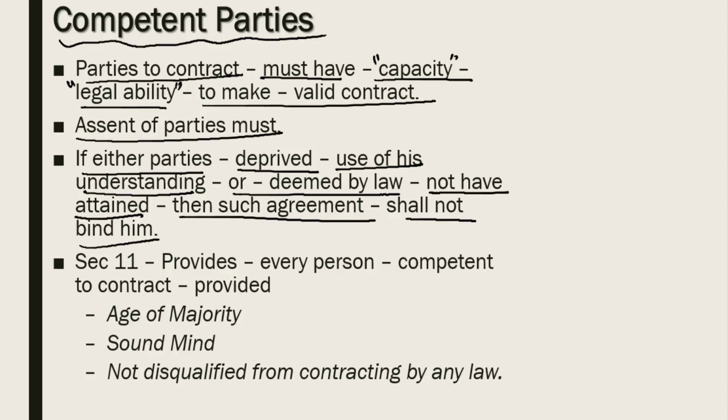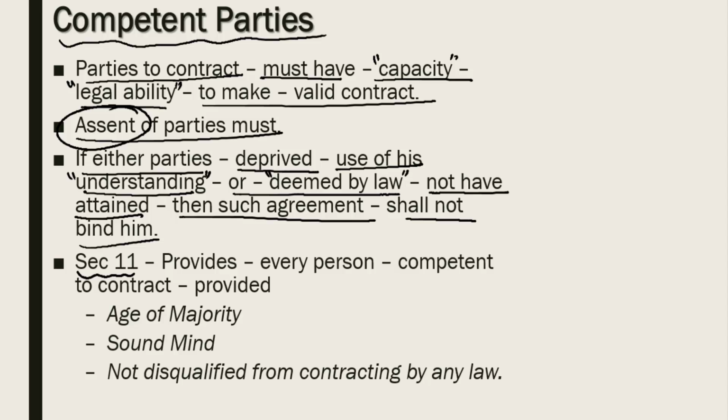So please be clear. When we say competent parties, it means the parties to the contract must have the capacity or the legal ability to make a valid contract, because only when they have capacity or legal ability can they give assent. And for giving assent, if they are deprived of use of understanding, or if the law deems that they are deprived or they have not attained such understanding level, then those kinds of agreements will not bind them. And for that we have to refer to Section 11.